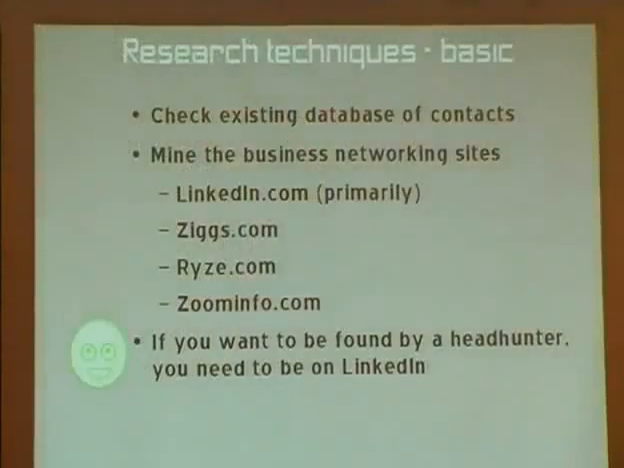After they have the list of people from their internal database, they're going to go out on the internet and look at the business networking sites. And LinkedIn is the number one site that they look at from what I've heard. Zigs and Rise are ones that I haven't heard of before, but apparently those are also out there. And ZoomInfo isn't really a networking site. It's an online service that mines journals and news stories for information about people at companies. Like if you're quoted in the paper as an expert on something, you'll show up in ZoomInfo and your quotes will be tied there. It'll figure out your title and stuff from that.